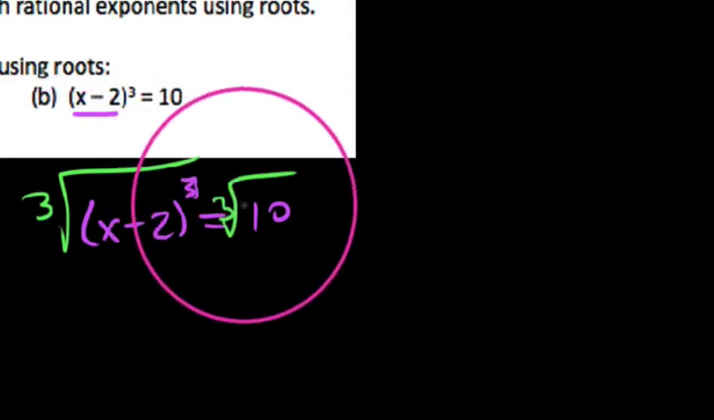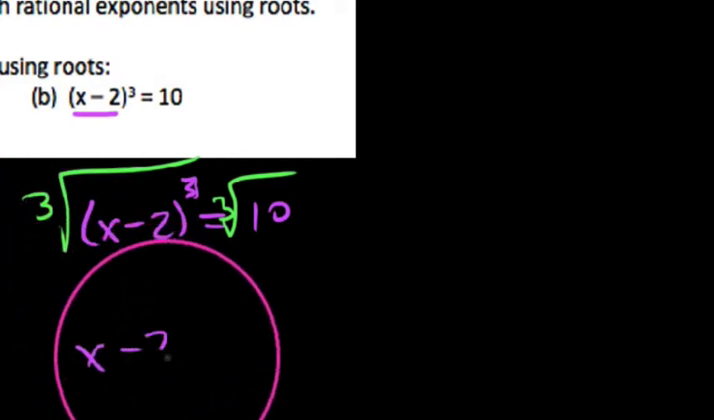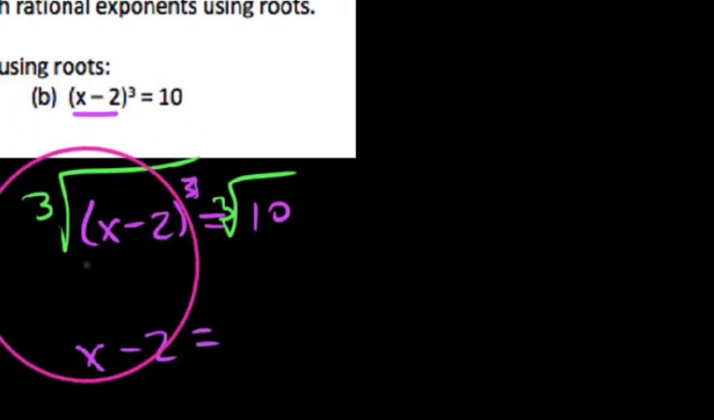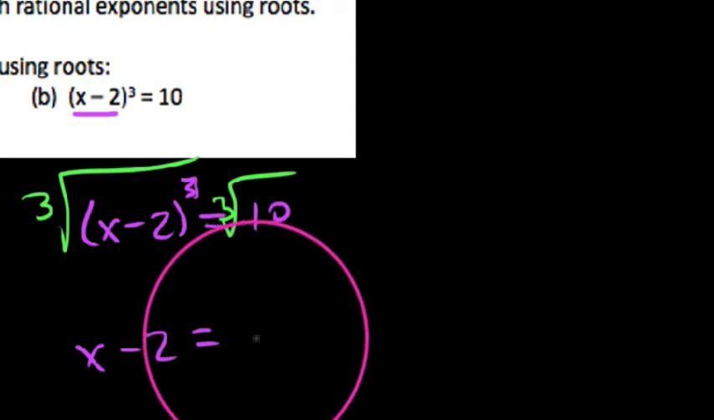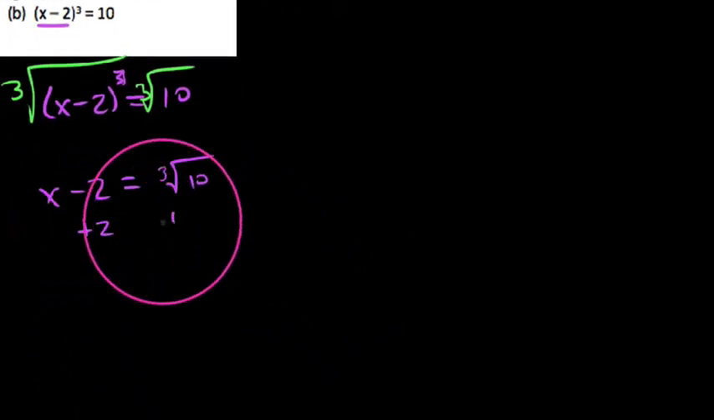So we get the cube root of 10 on the right. Let's check this here. We get x minus 2 is the only thing that's left on the left, because the cube root of anything cubed is itself. We say this is equal to the cube root of 10. The only other thing we have to do is add 2 to both sides.